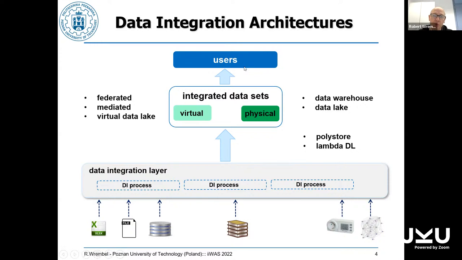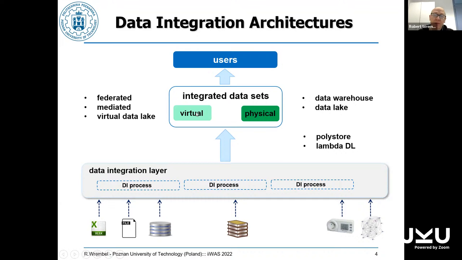This is a general one that shows that at the bottom there are data sources, distributed, heterogeneous, and at the top there are users that want to access these data sources. And in between users and data sources, there is an integration layer: software, hardware, storage. So in this integration layer, there are some data integration processes, general processes that do the integration and provide data to users.